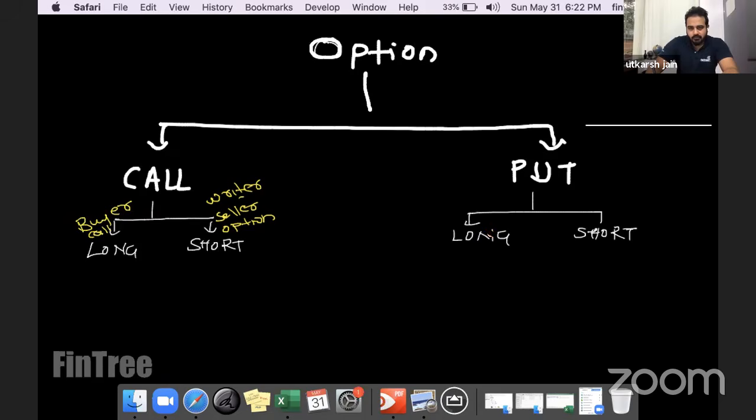Okay, now how about long put? Is long put a buyer or a seller? It's a trick question, so be careful. Is a long put buyer or a seller?